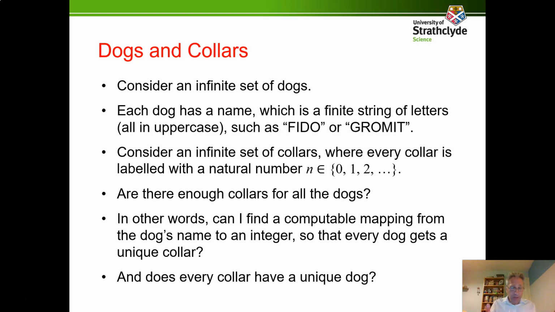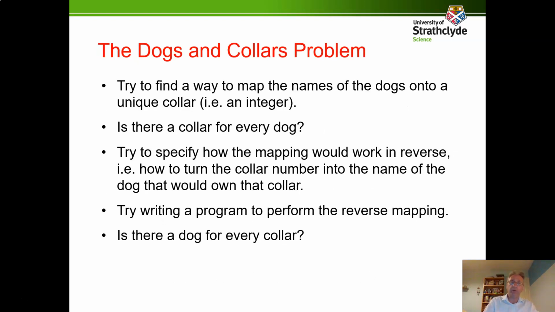So basically I've got all these collars numbered 0, 1, 2, 3, 4 and so on. And I've got all my dogs, and I want to show that every dog that has a name has a collar, and that every collar can be assigned to a dog. So in other words, there's a one-to-one mapping between the two sets. So what I wanted to do was to actually find this algorithm, one that could take me from a dog name to a collar number, and similarly to do it in reverse, to take a collar number and to compute a dog name.